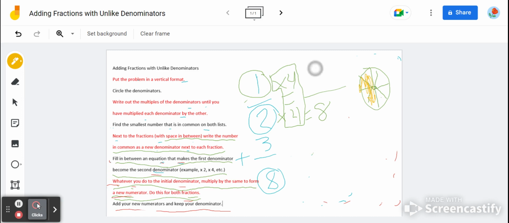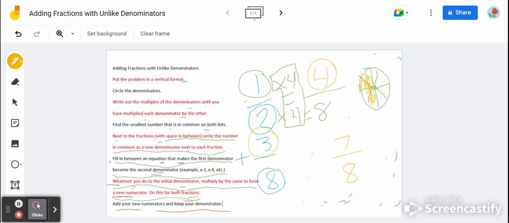So 1 times 4 is 4, and now I have the same denominator. So I have apples and apples, and now I can put them together, okay? So add my numerators, which is 4 and 3, and then keep my denominator. 4, 5, 6, 7, 7 eighths is what I would have here.